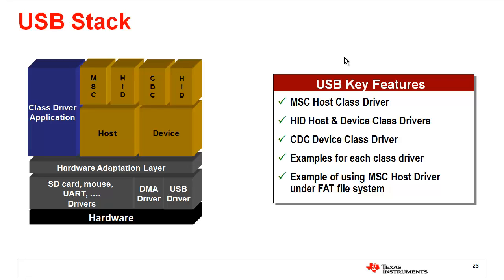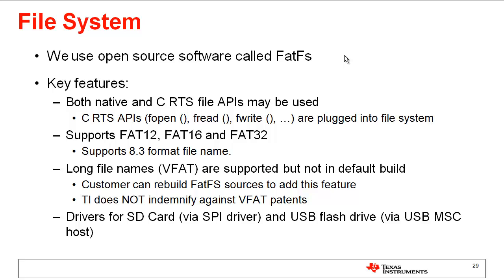And we have examples for each of these class drivers. And as you'll see when we talk about the FAT file system on the next slide, we actually have a complete end-to-end example showing you how you can write to a USB flash drive using the FAT file system, all pre-configured and built up for you. In the file system, we use an open source FAT file system called FatFs. Again, the license on that is very BSD-like, so again, no contamination of your application.